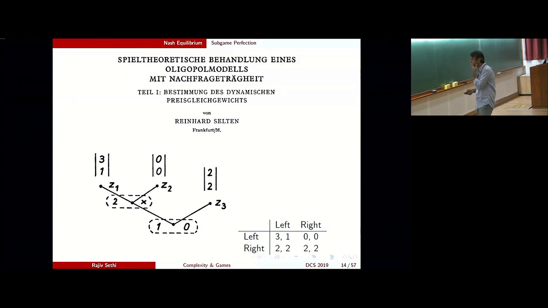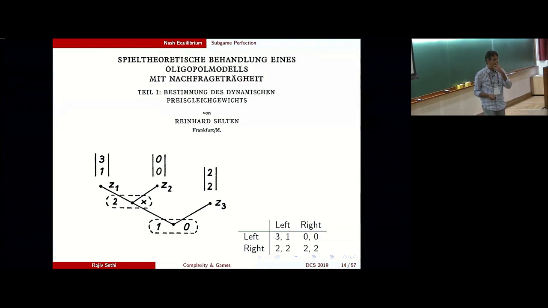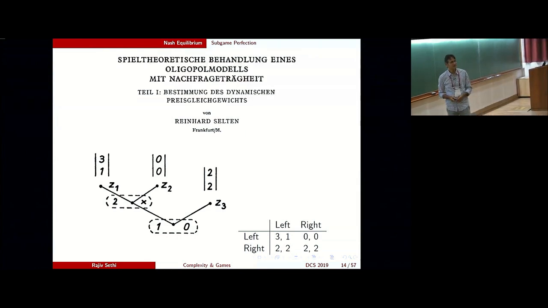Now Selten's argument was, look, player 1 moves right, player 2 moves right. So look at this situation over here. This is actually a Nash equilibrium. It satisfies the Nash equilibrium condition. And Selten said, well, we can ignore that because it's not reasonable. Why is it not reasonable?